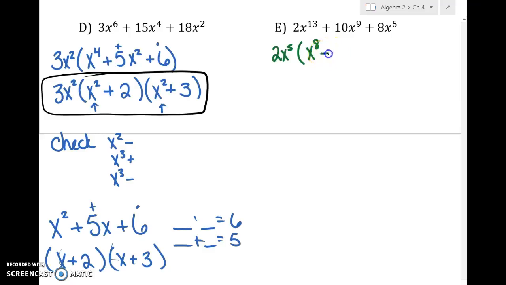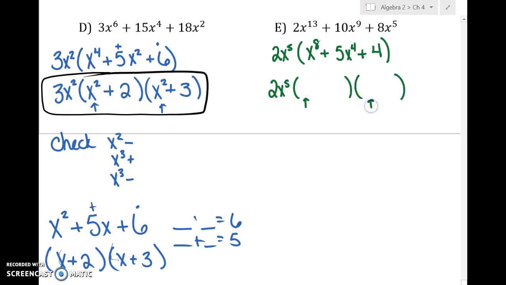10 divided by 2 is 5. X to the 9th, take 5 of them out, you're left with x to the 4th. 8 divided by 2 is 4. We're pulling out all of the x's. Quadratic form is the type of factoring that we're doing right now. Do you notice that x to the 8th and x to the 4th, 4 is half of 8. That's how you want it to be set up for this to work. So we are going to have 2x to the 5th in front, and then 2 sets of parentheses.